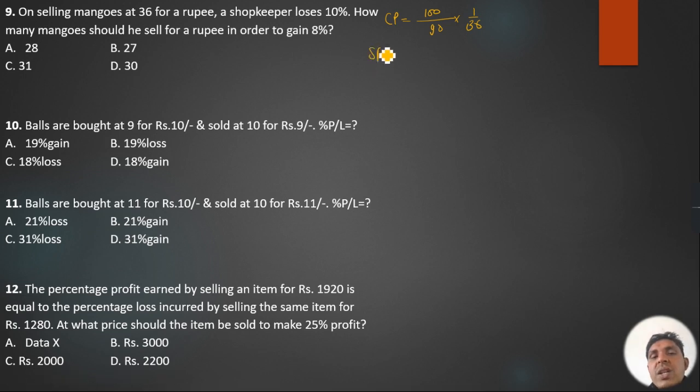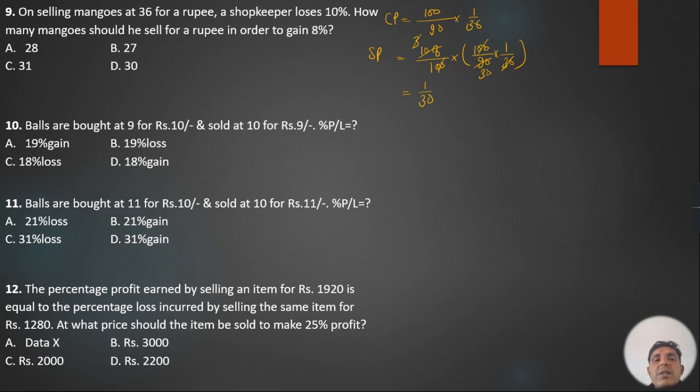Right? Thereafter he is asking how many mangoes should he sell for a rupee in order to gain 8%. That means just find the selling price of one mango here. So the selling price of one mango in case of 8% profit will be 108 divided by 100 multiplied by the cost price, and the value of the cost price is 100 divided by 90 multiplied by 1 by 36. When solving, 3 times cancels, 30 times, 100 and 100 cancel, and the value of the selling price will be 1 by 30.